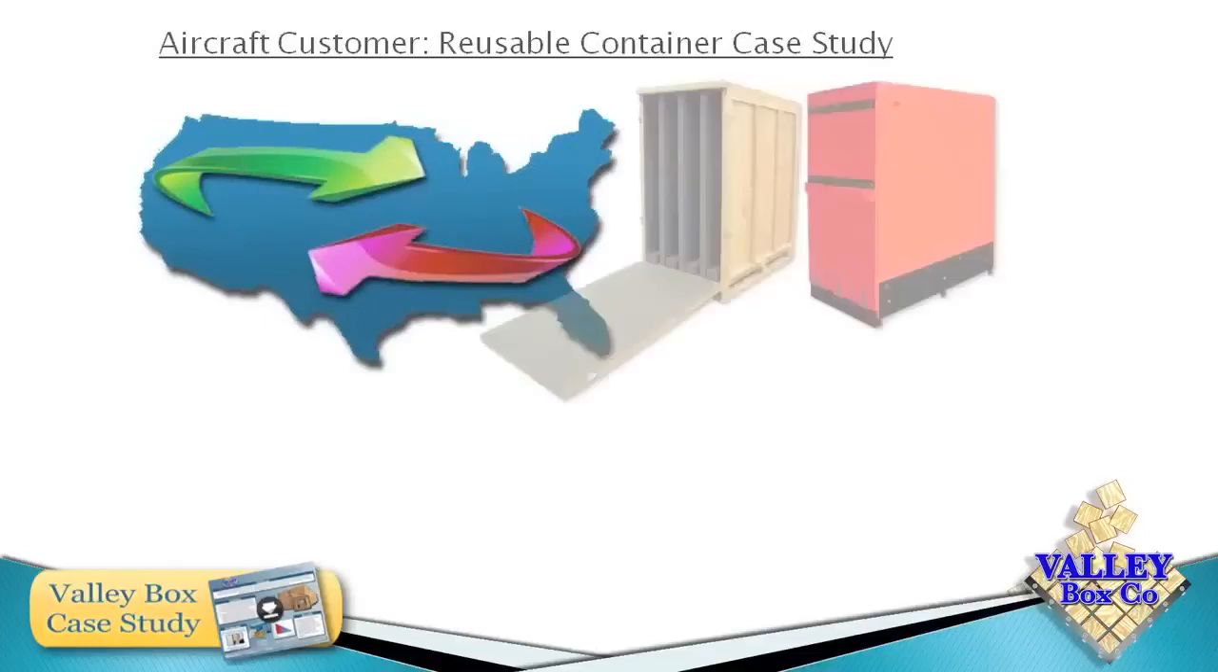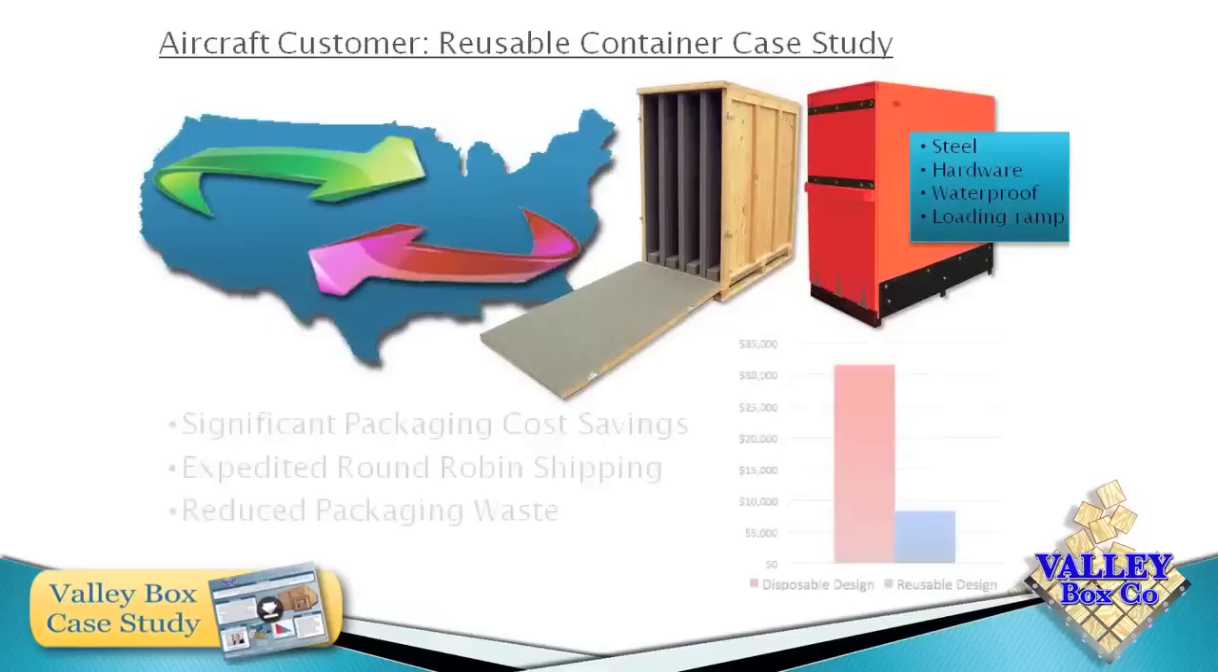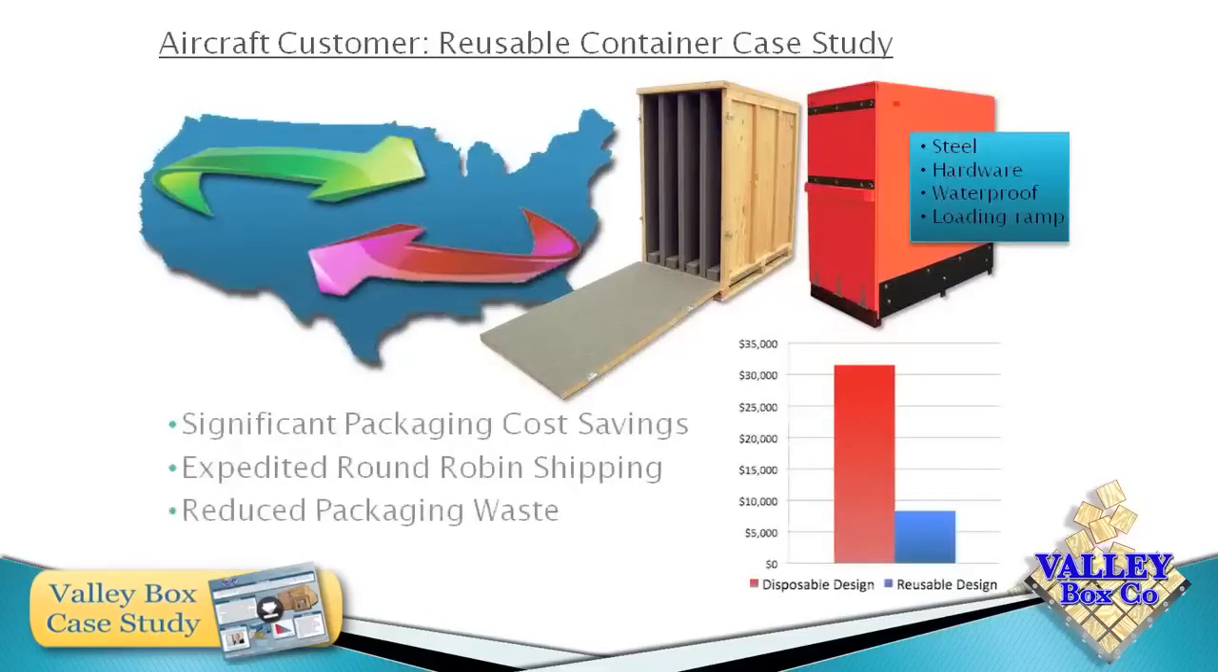Valleybox suggested a reusable box rather than a one-way shipper. The reusable features provided long-term durability and included steel, hardware, waterproofing, and an attached loading ramp. Assuming a performance lifespan of at least 5 years, the savings of this reusable package design outweighed the cost of replacing each one-way shipper. Other benefits included expedited round-robin shipments and reduced packaging waste associated with the one-way shippers they were using previously.